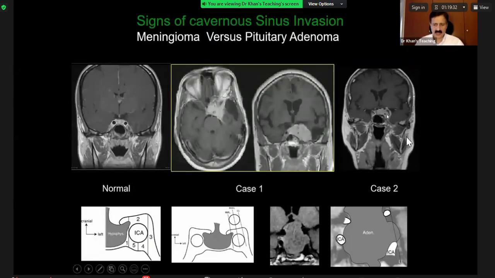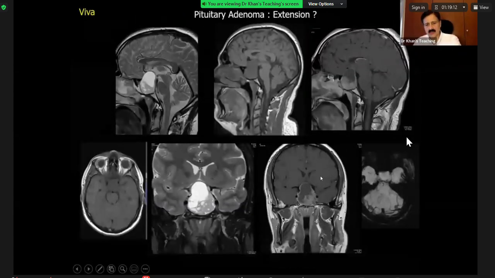Look at this case, and again, you can see that this is the internal carotid artery, and there is a lot of this enhancing focus. This is a case of meningioma, which is also slightly attenuating the internal carotid artery. So meningiomas can do that, but pituitary macroadenomas will not. So this is a case of pituitary adenoma.